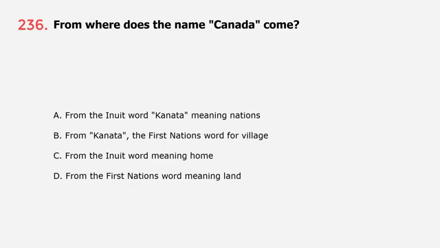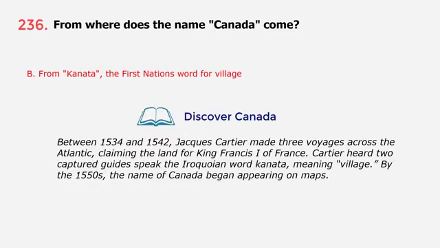Question 236. From where does the name Canada come? A. From the Inuit word Kanada meaning nations. B. From Kanada, the First Nations word for village. C. From the Inuit word meaning home. D. From the First Nations word meaning land. The answer is B. From Kanada, the First Nations word for village.